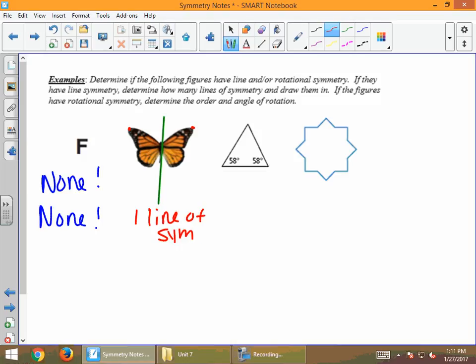I'm going to abbreviate. Does it have any rotational symmetry? Can we rotate this without doing a full circle? No. So there's none. No rotational.